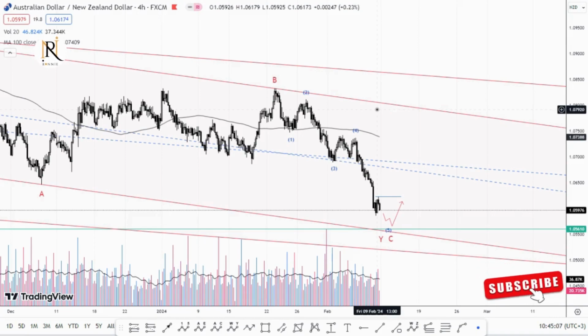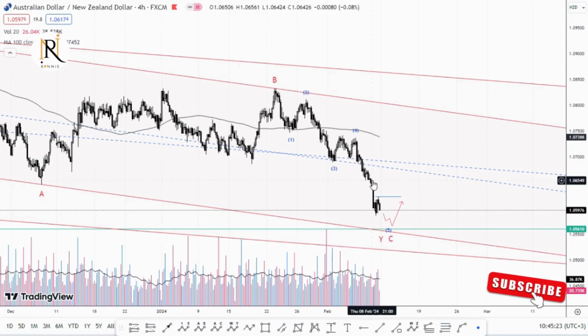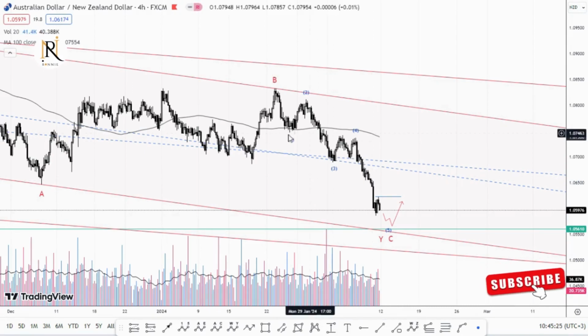Yes, wave 5 is supposed to be an impulsive wave. We have three impulsive waves in this impulsive wave structure, that is 1 through 5, and the impulsive waves we have are wave 1, 3, and 5. Again, based on the rules of Elliott Wave analysis, wave 3 is not supposed to be the shortest wave.